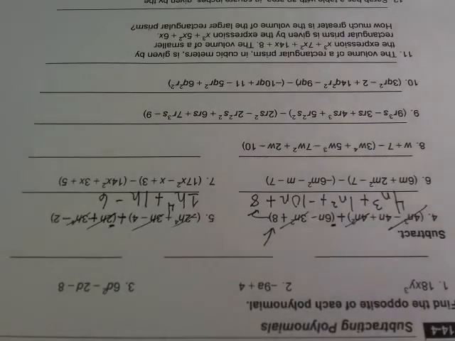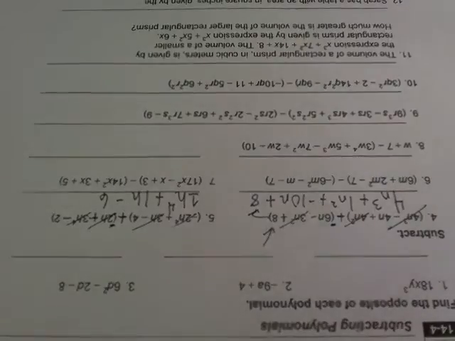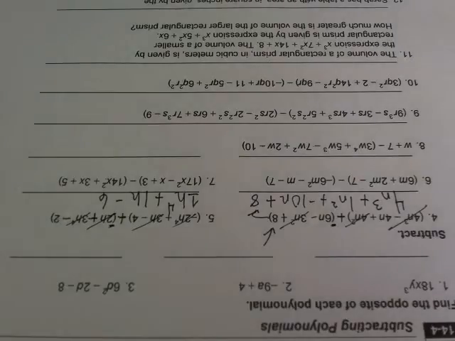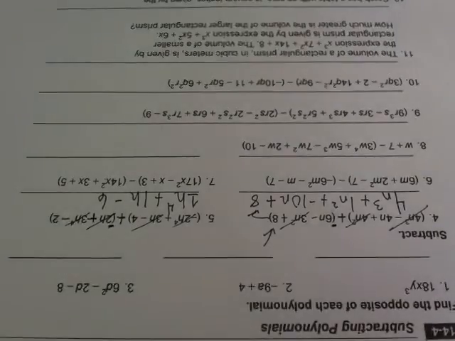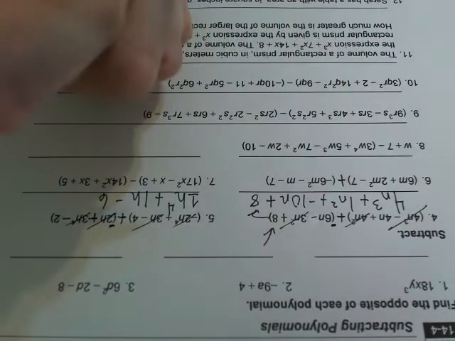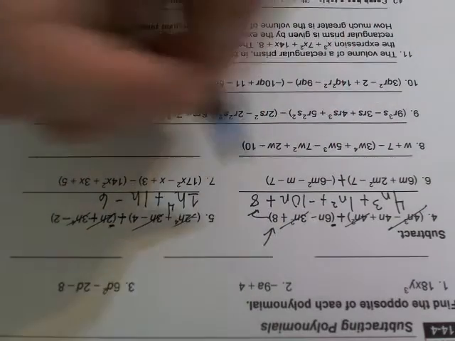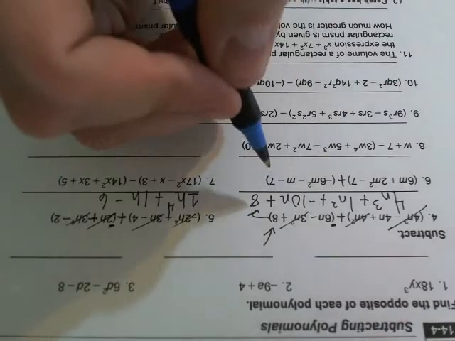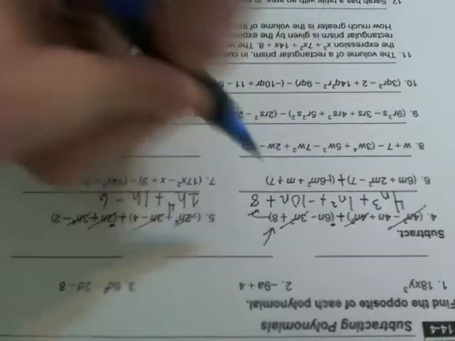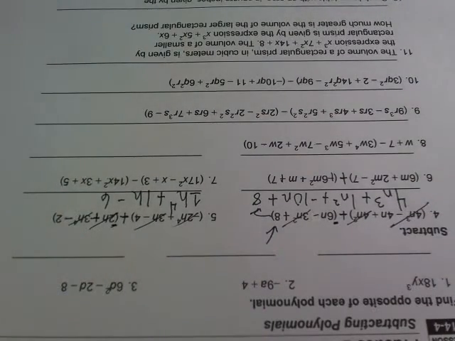All right, let's look at number 6. 6m plus 2m squared minus 7. I'm subtracting polynomial number 2, negative 6m squared minus m minus 7. So subtraction in the middle becomes addition, and then everything after it changes its sign. Well, what's nice about this question is they're all minus or negative, so they're all going to become plus or positives here. And now we can go ahead and subtract the polynomials.